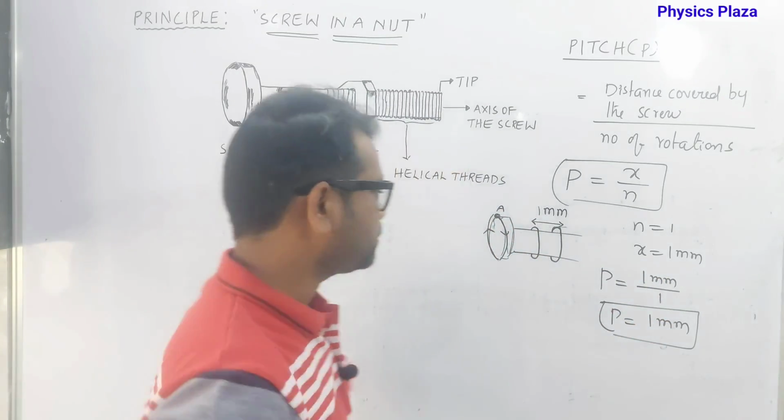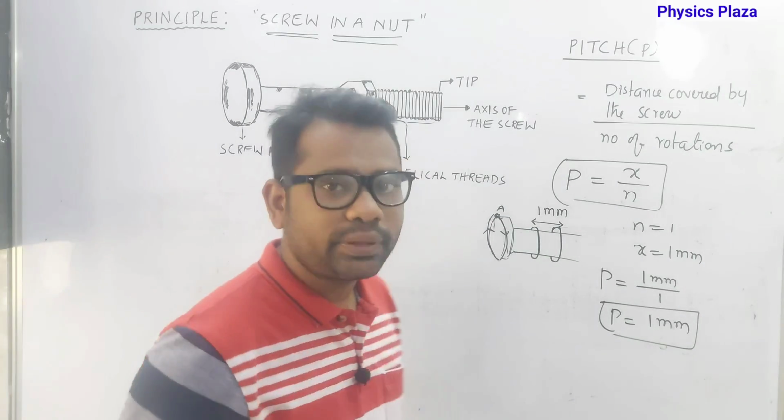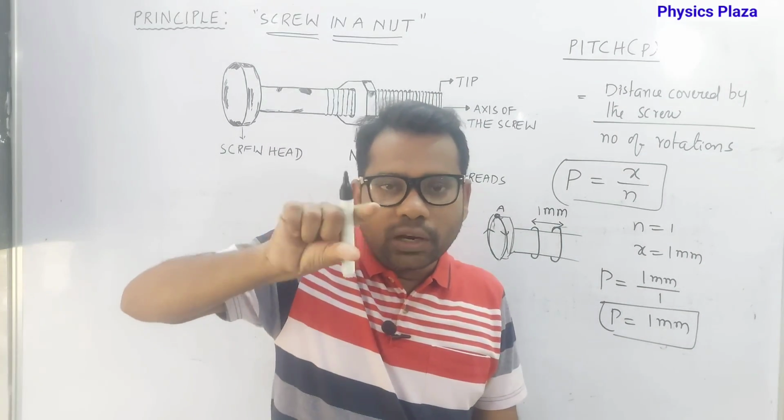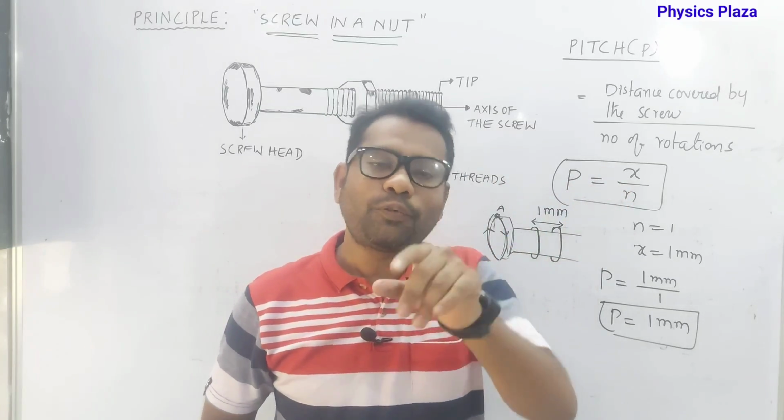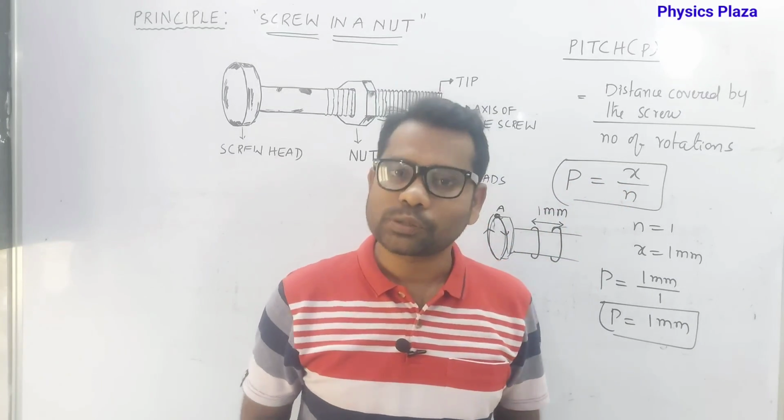Suppose, children, some kinds of screw gauges will be there where you have to make two rotations so that they travel a distance of 1 millimeter. Yes, of course, it is possible. We can make.